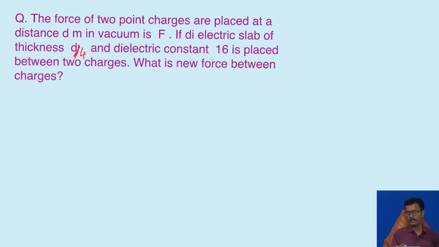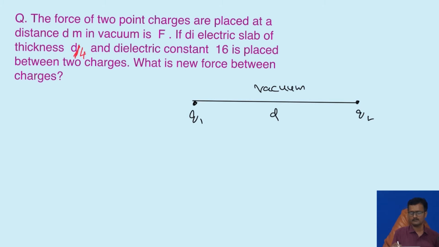The force of 2 point charges placed at a distance d meters in vacuum is F. If a dielectric slab of thickness d by 4 and dielectric constant 16 is placed between the two charges, what is the new force between the charges? Look here, take the problem: Q1 and this is the Q2. Initially there is vacuum and the distance is d. So what is the force? That is F. F is equal to 1 by 4 pi epsilon naught Q1 Q2 by d square.